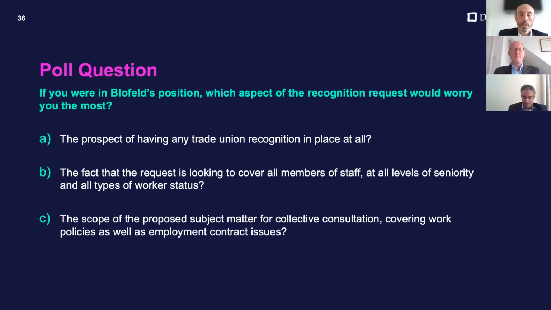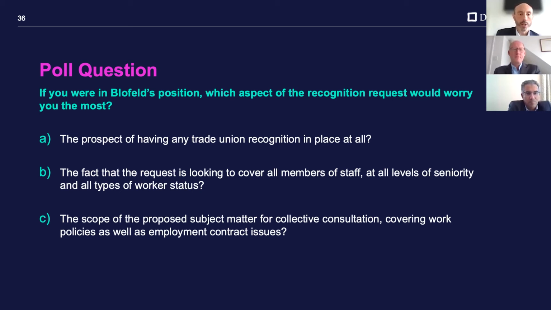Got the last few people keying in their responses. Quite a nice, fairly even split actually. Bang on 27% each for trade union voluntary recognition, or trade union recognition at all, and the number of staff got an equal number of votes. But again, I think the one that has the majority in terms of concerns is the subject matter for consultation, covering pretty much everything under the sun, being the main one.